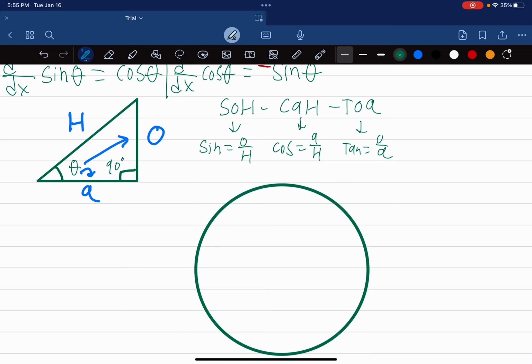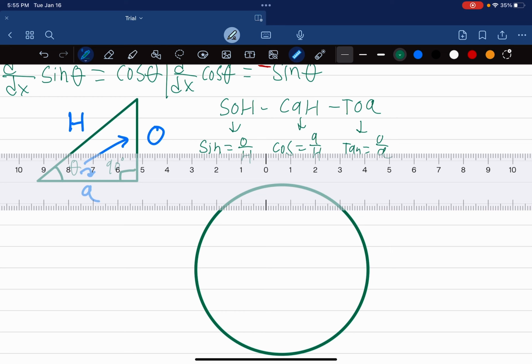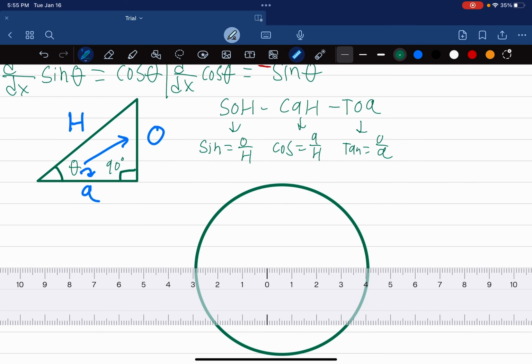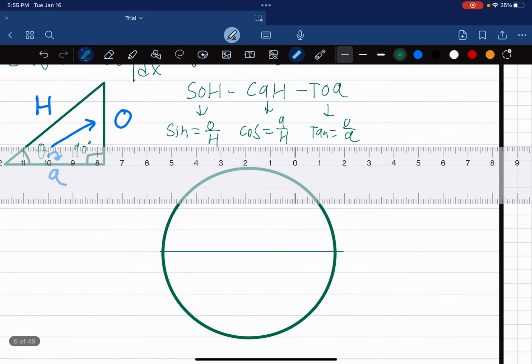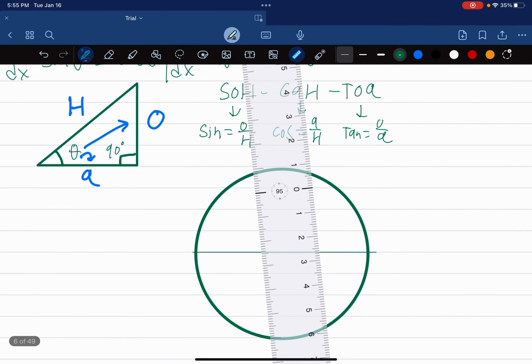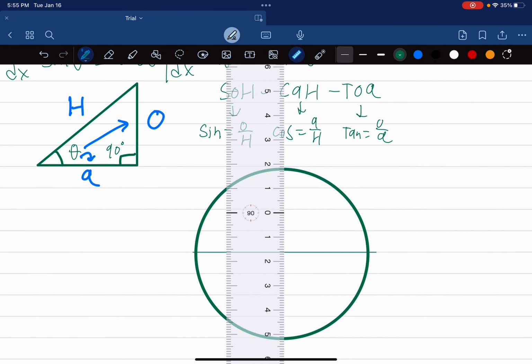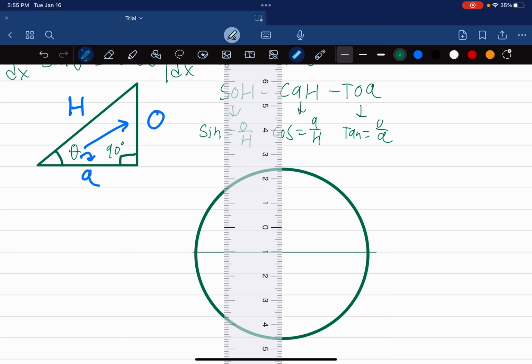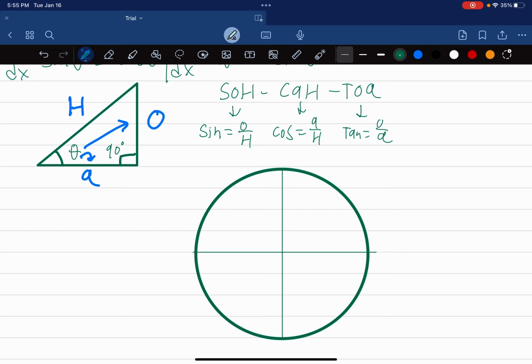Right? And you have your x and y axis running through the circle. I gotta get it at 90 degrees. You have your x, you have your y. Right?